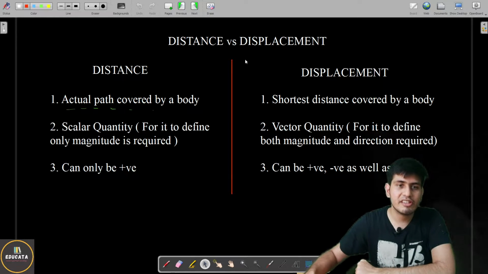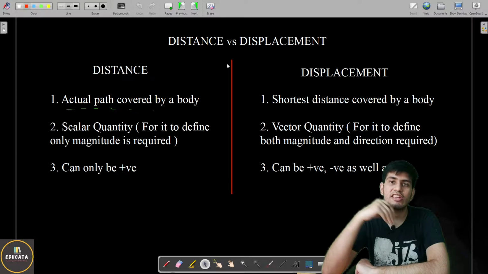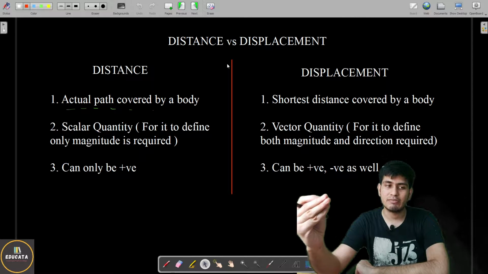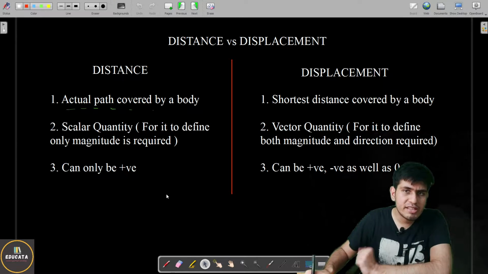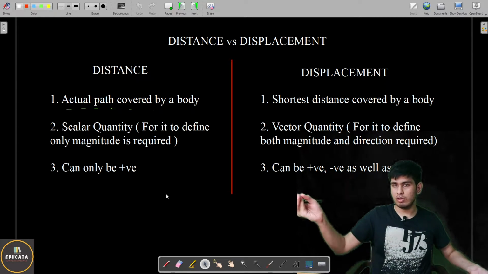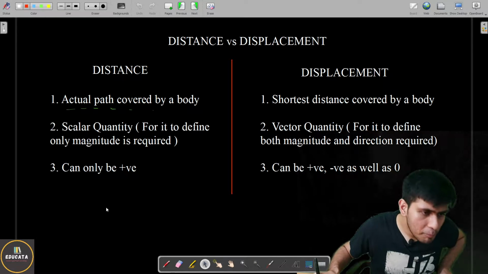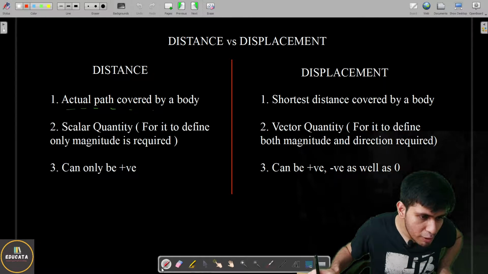Now let us consider the terms distance and displacement, and what are the basic differences between distance and displacement. Suppose that you are traveling from your home to the school. Okay, you are traveling from the home to your school. Now, the bus driver will consider this particular path.